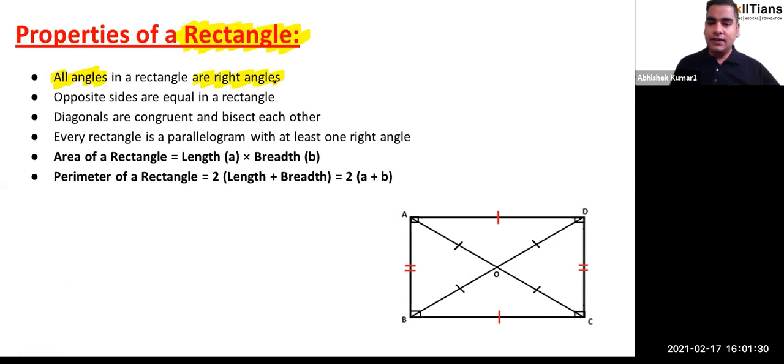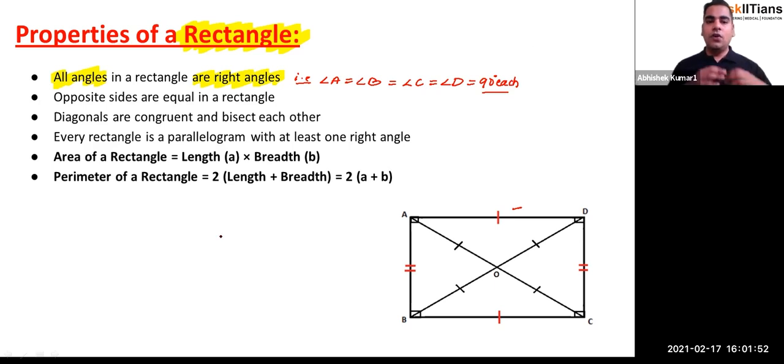So that means here, if you see this figure that you have, angle A will be the same as angle B, that will be the same as angle C, that will be the same as angle D, and all of them will be equal to 90 degrees. If this is not true, you are not going to say that the given parallelogram is a rectangle in nature. So all the angles in a rectangle are always 90 degrees. This you should keep in mind always.